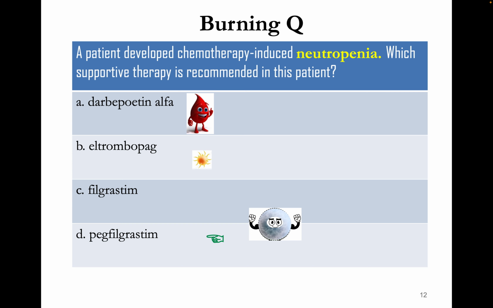And pegfilgrastim, that is actually a long half-life. So both the answers are right. Filgrastim and pegfilgrastim can increase neutrophils. Pegfilgrastim is a longer pegylated form of the filgrastim, which has a longer half-life. So once a month regimen is possible for this one.